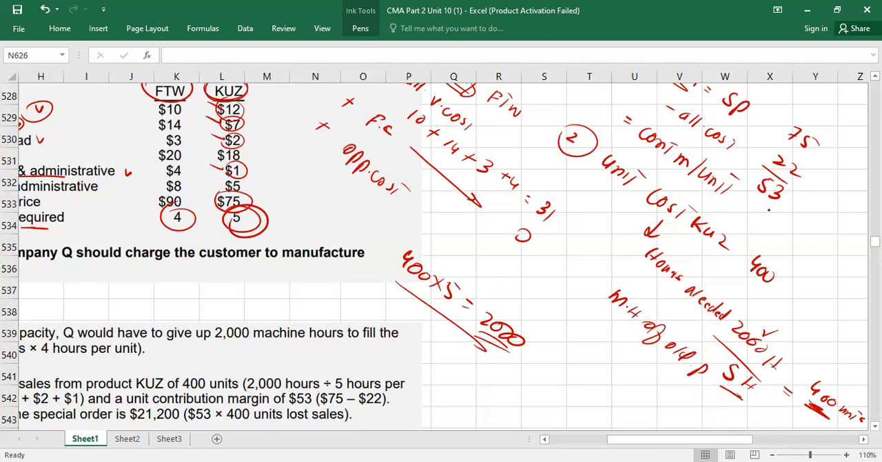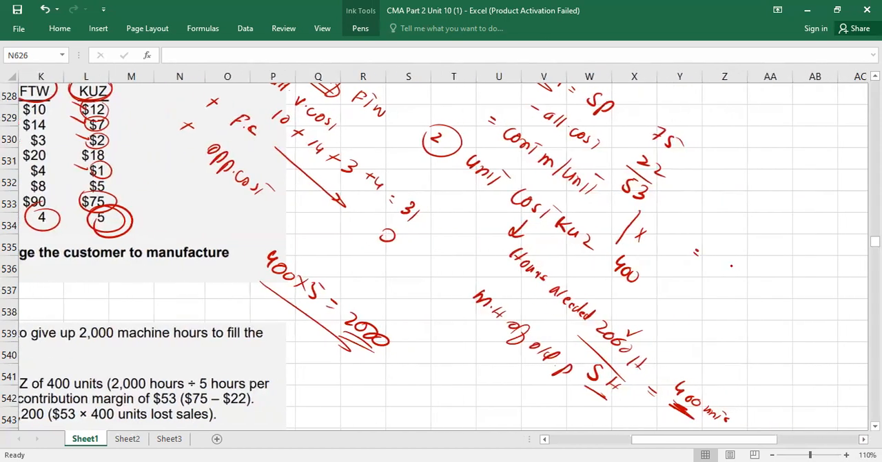The number of units lost is 400. If I multiply this contribution margin with the number of units lost, you will get the profit loss or contribution loss. So we have 53 as the contribution, multiplied by 400 units which you are going to lose. The total profit lost is 21,200. This is going to be your opportunity cost, because you have to stop the production of the old product, where you could earn 21,200, which you are now losing.